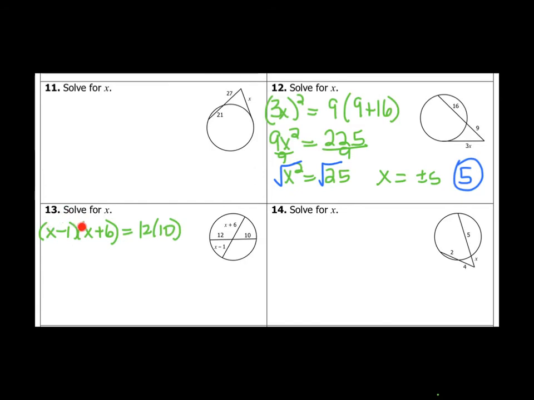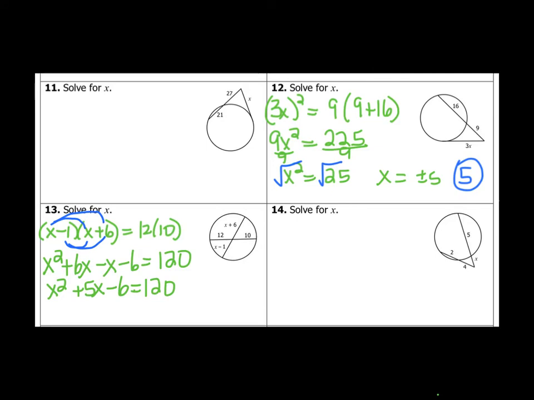So I'm going to distribute this x to the first one, and I'm going to distribute the x to the second one. And I'm going to now distribute the negative 1 to the first one, and the negative 1 to the second one. So I'm going to get x squared plus 5x minus 6 equals 120.